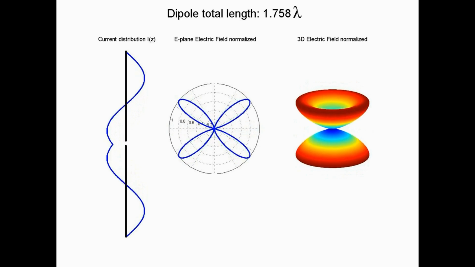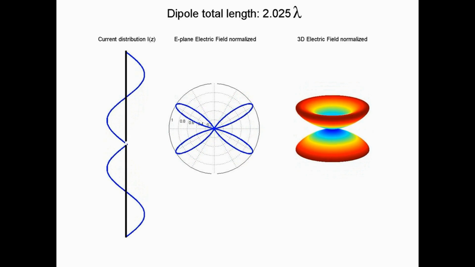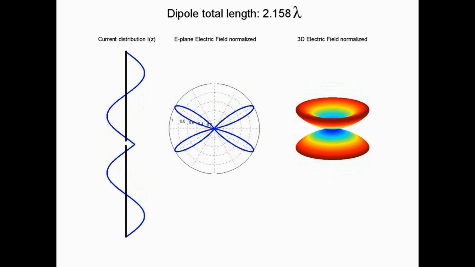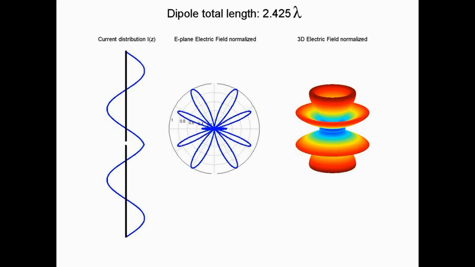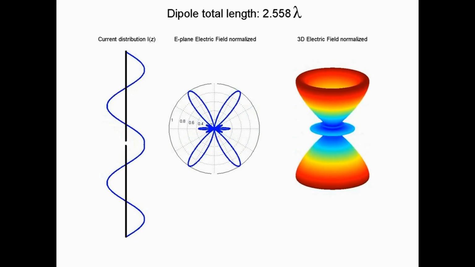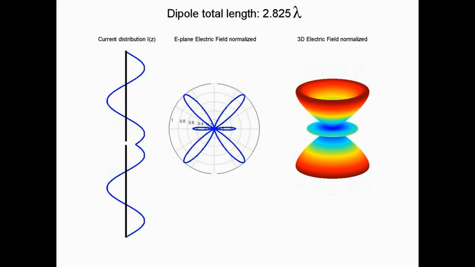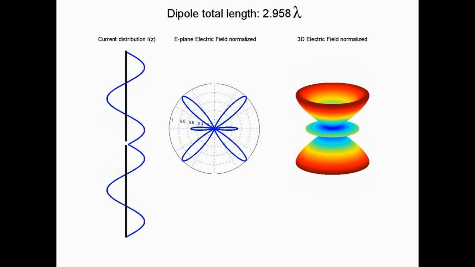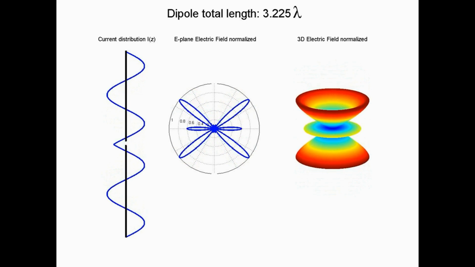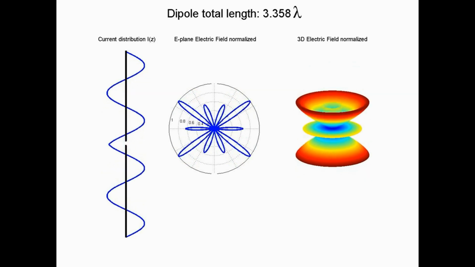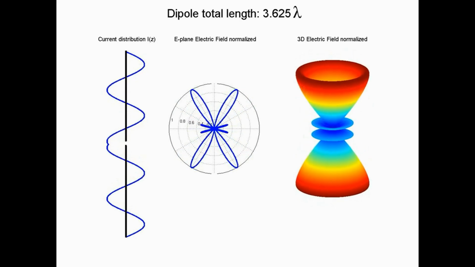At approximately 2 wavelengths, multiple current loops appear along the antenna. This results in the formation of additional radiation lobes and nulls due to constructive and destructive interference of the radiated fields. As the electrical length increases further, the number of current maxima and minima continues to grow. Correspondingly, the three-dimensional radiation pattern develops multiple narrow lobes with sharper nulls. Near 5 wavelengths, the antenna exhibits a highly directional multi-lobed radiation pattern, demonstrating increased directivity compared to the short dipoles.